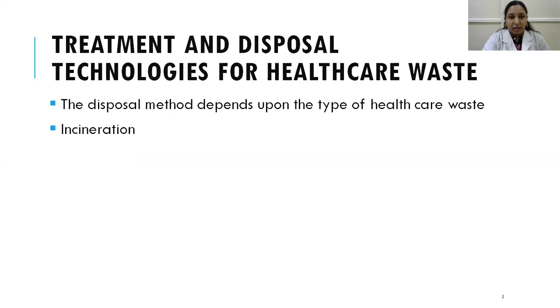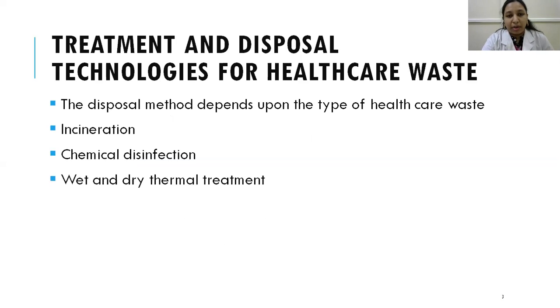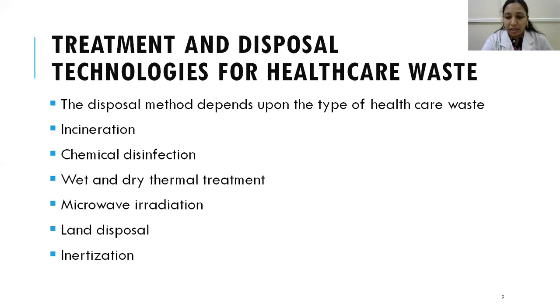So we have already discussed the incineration, which involves a very high temperature dry oxidation process and chemical disinfection using various disinfectants, and wet and dry thermal treatment. Wet thermal treatment where we use steam for disinfection, just like autoclaving process, and dry thermal treatment, screw feed technology, where the waste is shredded before treatment. And today we will be discussing microwave irradiation, land disposal methods, and inertization.